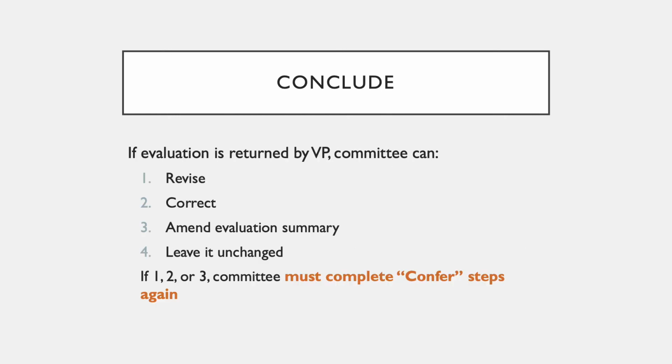If the evaluation is returned by the VP, the committee can either revise, correct, amend, or just leave it unchanged. If they do 1, 2, or 3, they must complete the confer steps again, meaning they have to confer with the faculty member one more time.